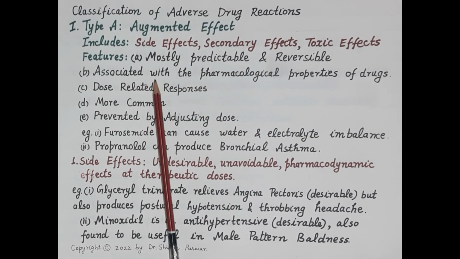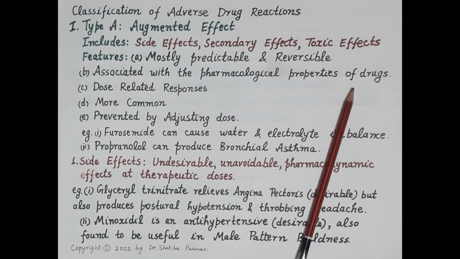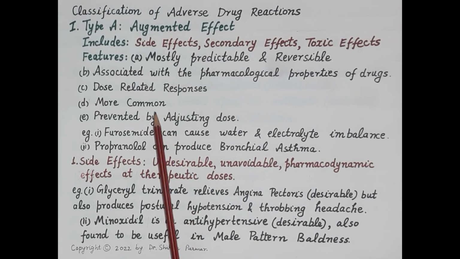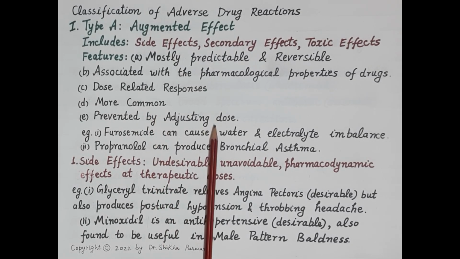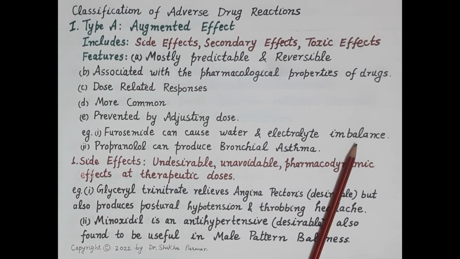Now, again, since these are the increased responses of a drug, these reactions are associated with the pharmacological properties of the drugs. And these are dose-related responses and are very common adverse drug reactions. And these adverse drug reactions can be prevented by adjusting the dose of a drug. For example, furosemide. Furosemide is a diuretic. It increases volume of urine and it can cause water and electrolyte imbalance.